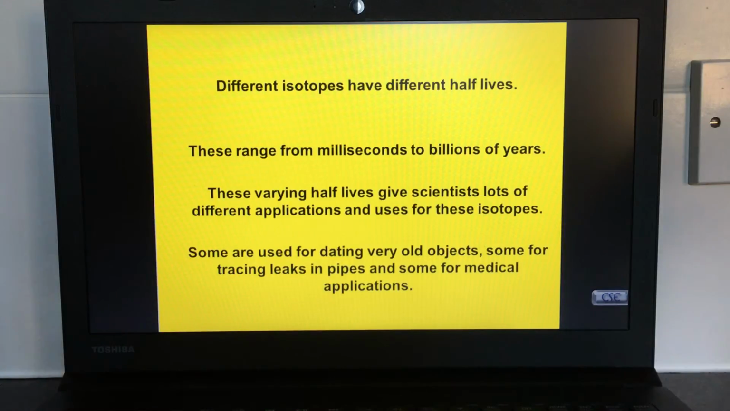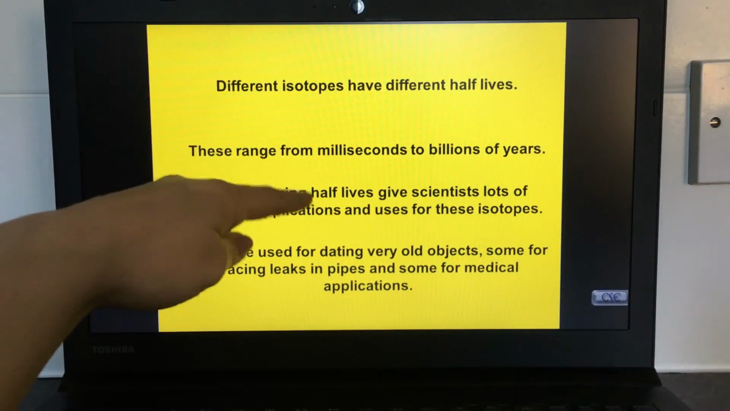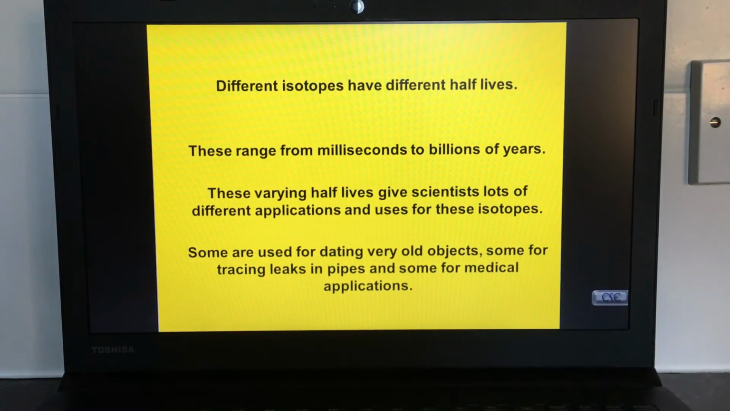Different isotopes have different half-lives. None of them are the same. Some can be milliseconds, others can be billions of years. The plutonium that's left at Chernobyl, for example, has a half-life of 24,000 years. But they can vary. Scientists can use them in different ways.